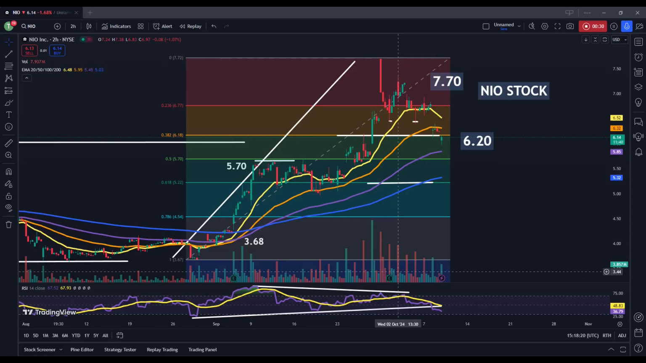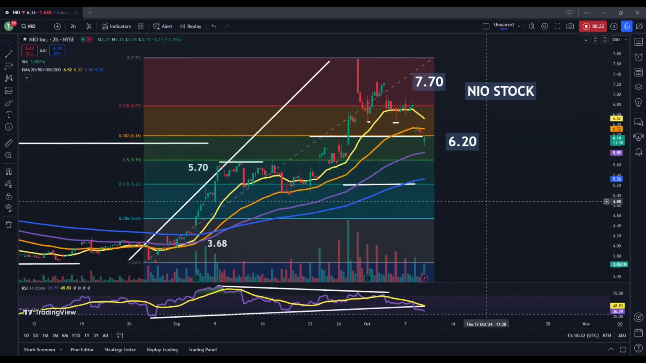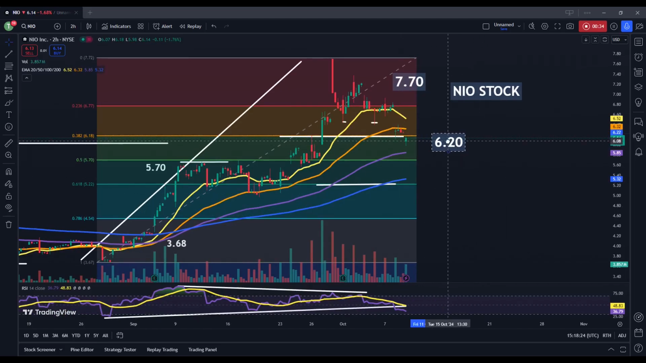So here what we're looking at is the 2-hour price chart. Each candle on this time frame represents a 2-hour trading period. And as we can see here, the main support level that we have been watching for this stock has now been broken to the downside.